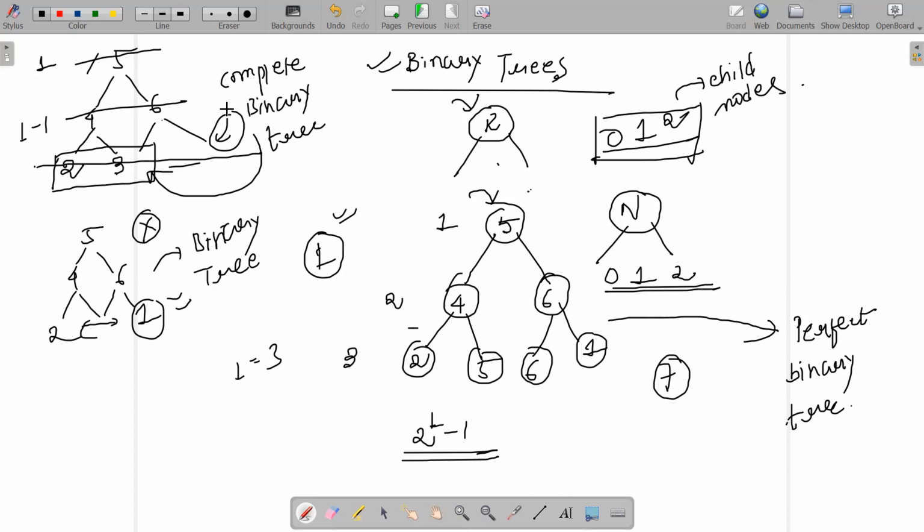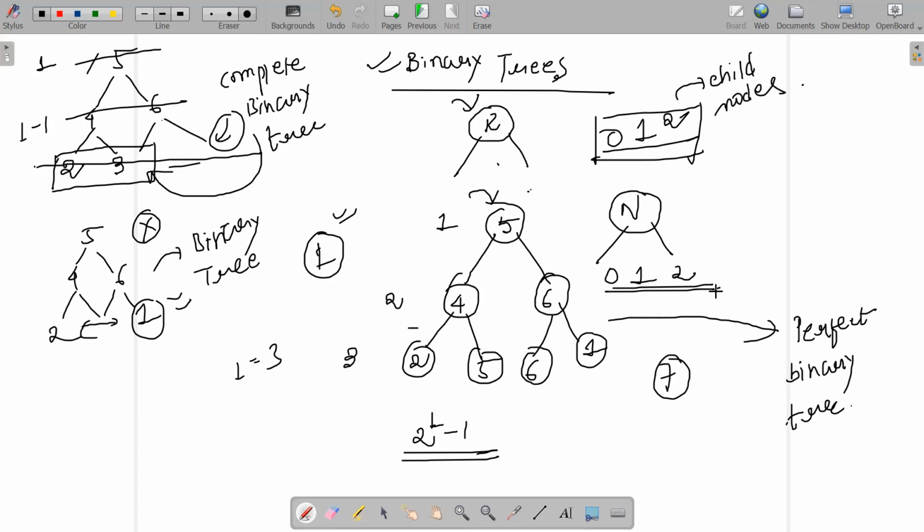Perfect binary tree and complete binary tree, both are the same, right? No, as I said, in a complete binary tree, the last level may or may not be filled. In a perfect binary tree, all the levels would be completely filled. Getting it? All the levels would be completely filled. There would be no slot that would be left for you.